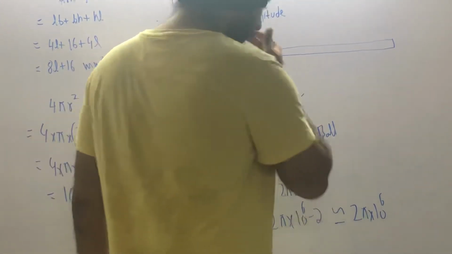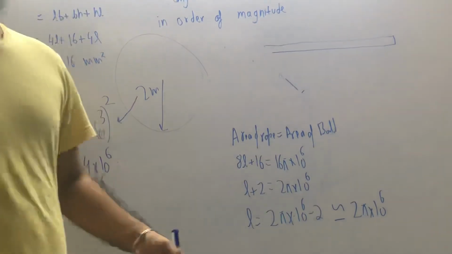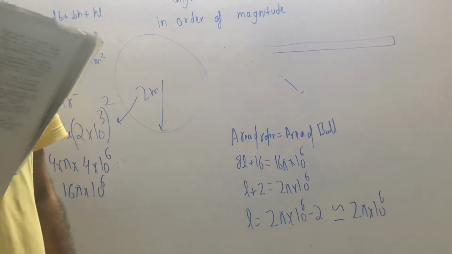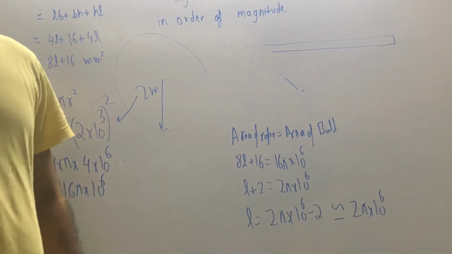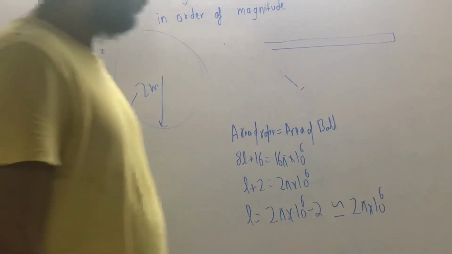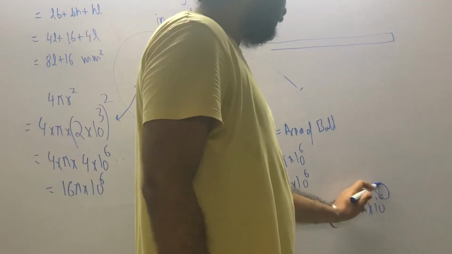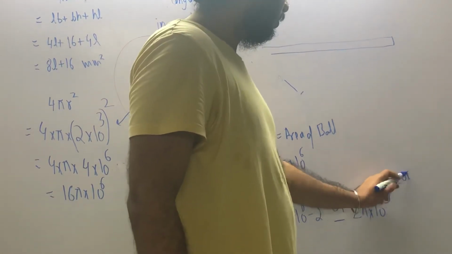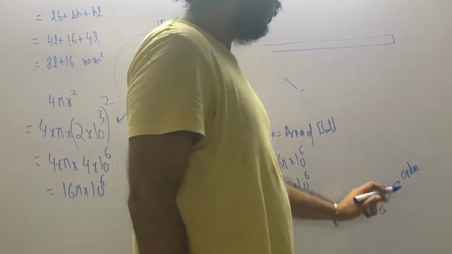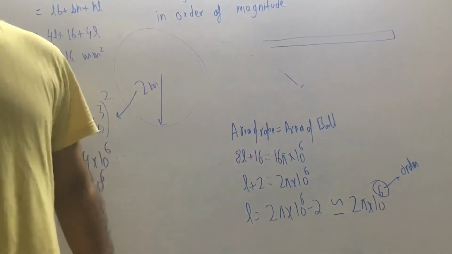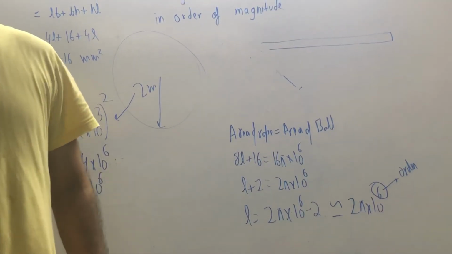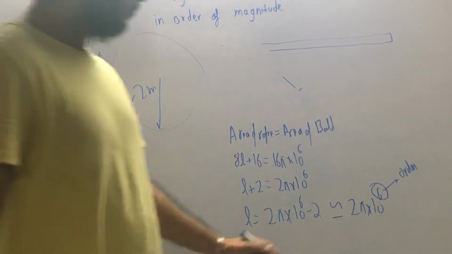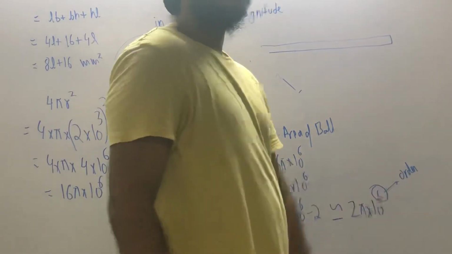Okay, so the thing that they have asked us in the question is, what is the order of the magnitude? What is the order of the magnitude? So what is order? We have seen order is the power to which the 10 is raised. This is known as order. We have seen this before. So what will be the order? Order will be 6. Okay, so this is the answer. Order is 6.